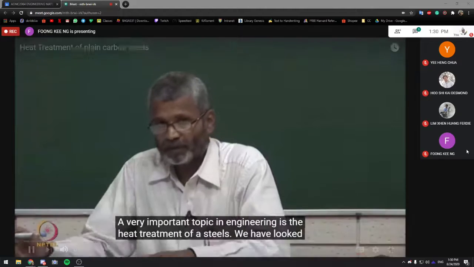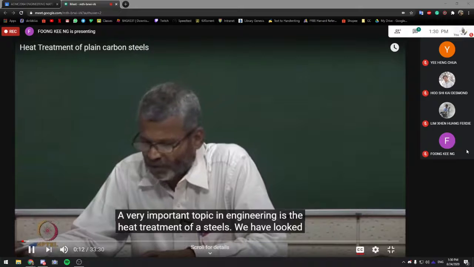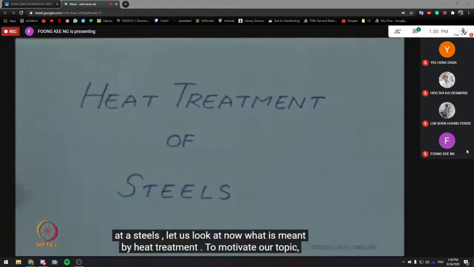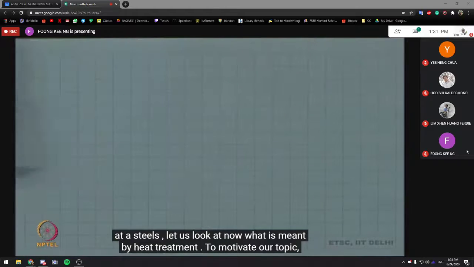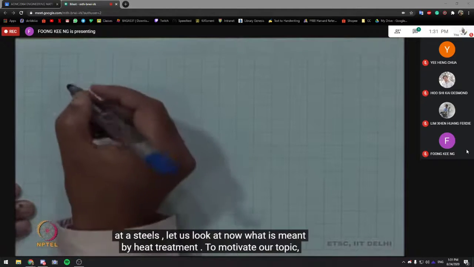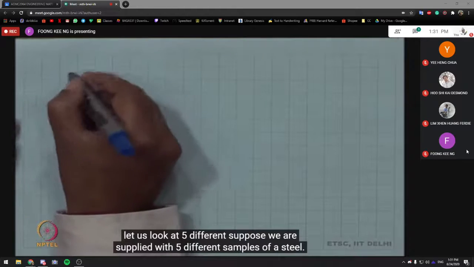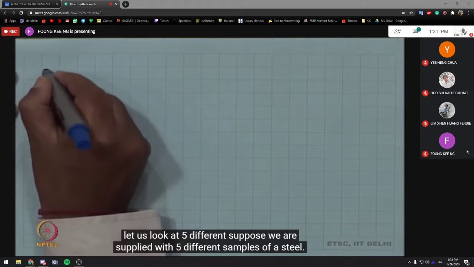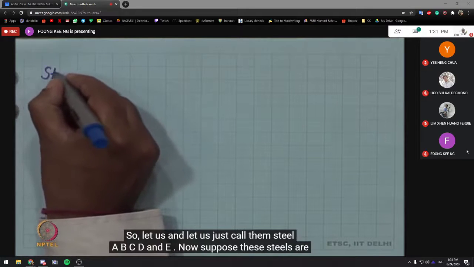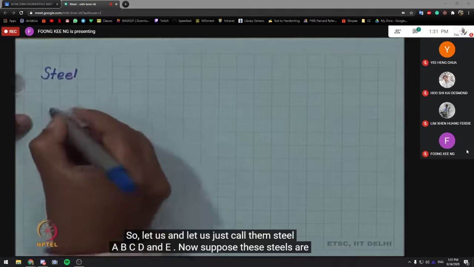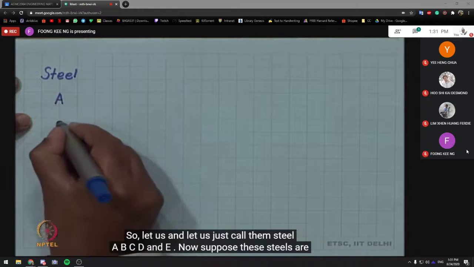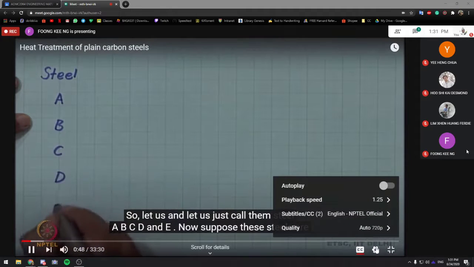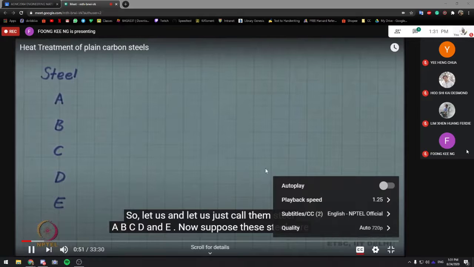A very important topic in engineering is the heat treatment of steels. We have looked at steels. Let us look at now what is meant by heat treatment. To motivate our topic, suppose we are supplied with 5 different samples of steel. So let's just call them steel A, B, C, D, and E.